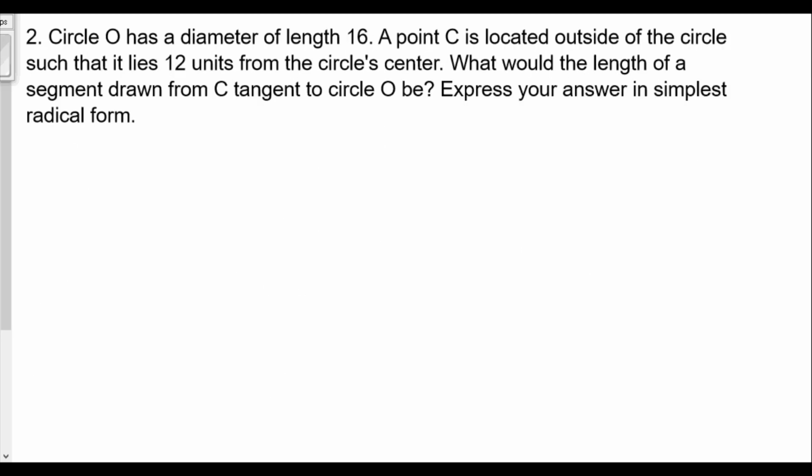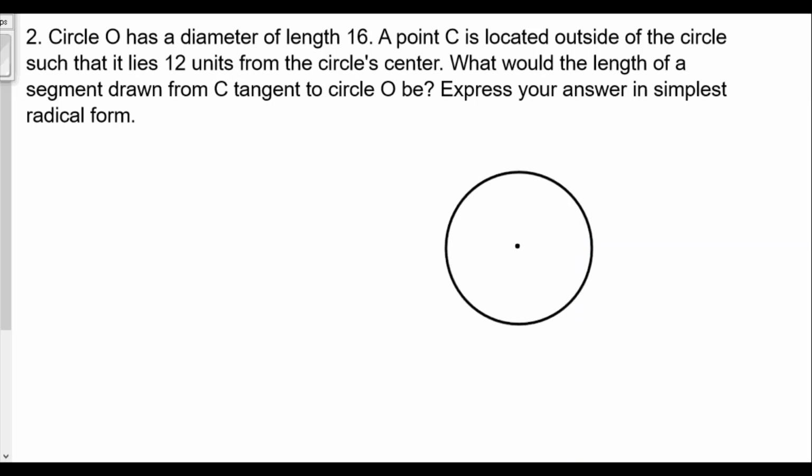Circle O has a diameter length of 16. So let's draw circle O. What I'm going to do is plant a point here because I need the center. And then I'm going to be able to draw a circle here. All right, it moved a little bit, that's okay though.